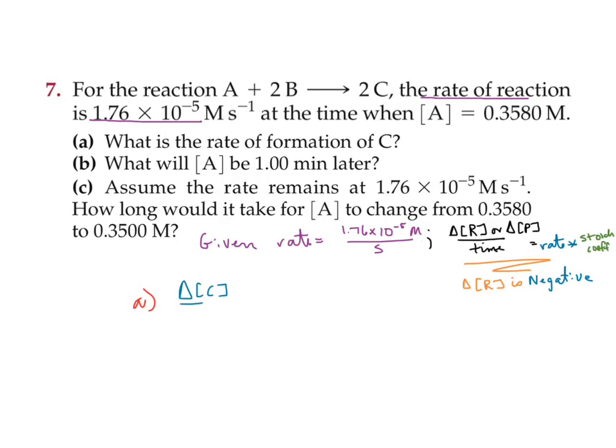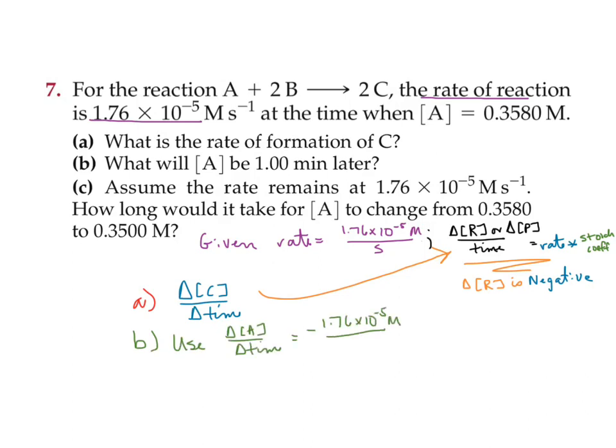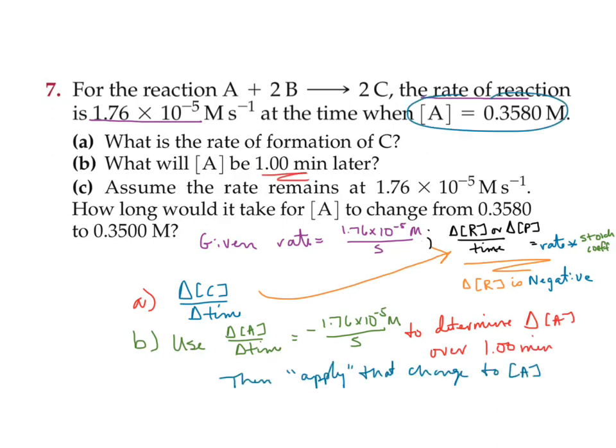What do I have for the next one? All right, and for B, it says, based upon the rate that they gave you, the 1.6 times 10 to the negative fifth moles per liter per second, what will the concentration be a minute later? So just read my hints. And then C.